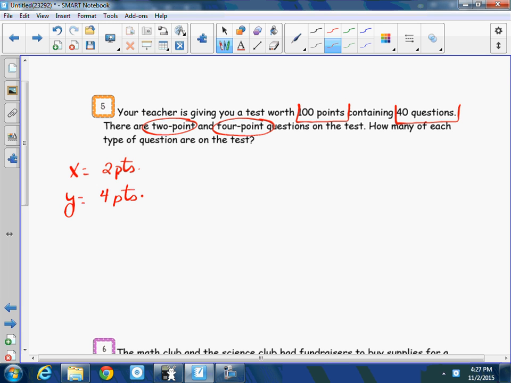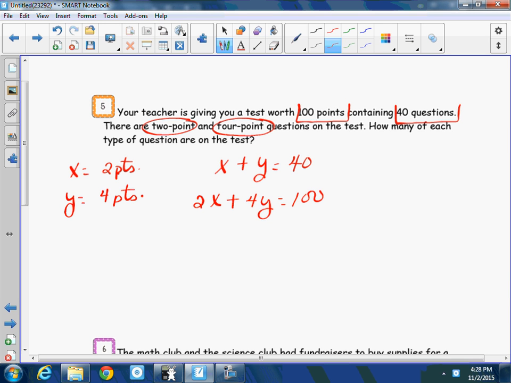So I need to figure out both. How many 2-point questions are there and how many 4-point questions are there? All right. So if the total of questions is 40, how many were 2 points plus how many were 4 points need to be equal to the 40 questions that were there. Now the other one is worth the points, so I got to use the 2 and the 4 here. So 2 times how many questions were worth 2 points, and then 4 times how many questions were worth 4 points should be equal to 100.